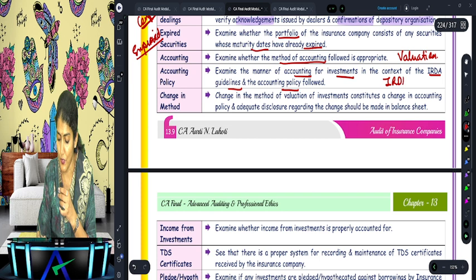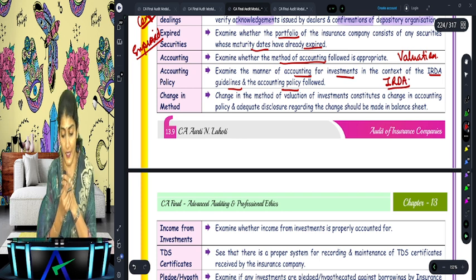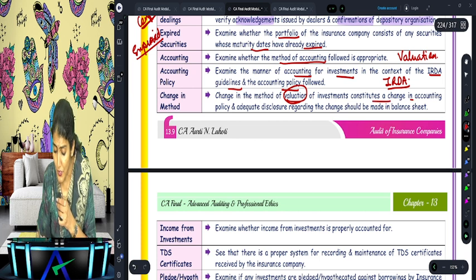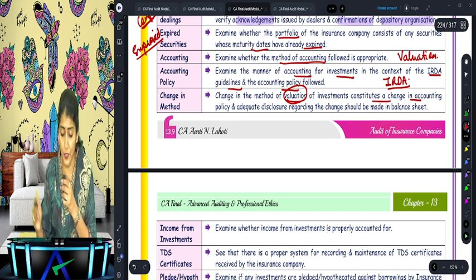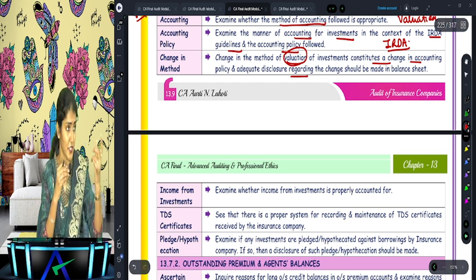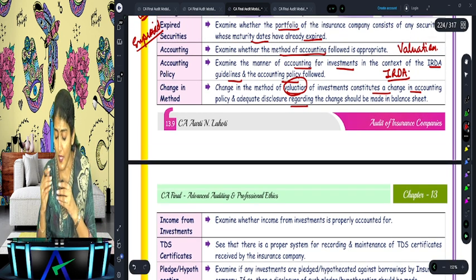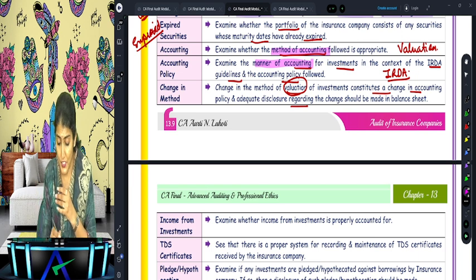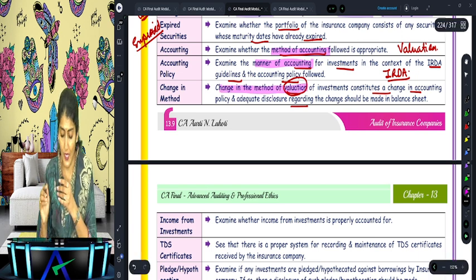So next I need to check the compliance with the IRDA guideline. Right, method of accounting, then the method of valuation of the investments. Any change constitutes a change in the accounting policy, and adequate disclosure regarding the change is needed. So they are again talking about the accounting policy or the method of accounting, right? So method of accounting, manner of accounting, then the method of valuation of investments, right?